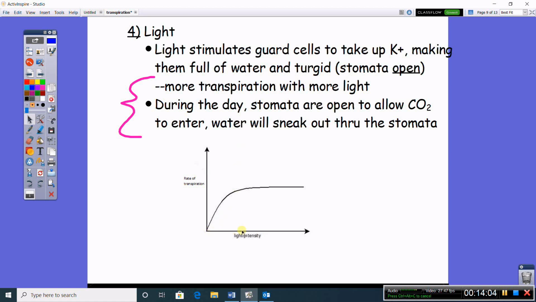So notice here, you have light intensity and rate of transpiration. Up to a certain point, as light intensity increases, the rate of transpiration will also increase. But notice there's a certain light intensity that we get to where it's not going to raise the rate of transpiration. There's simply nothing more we can do here. You've maxed out your light intensity.